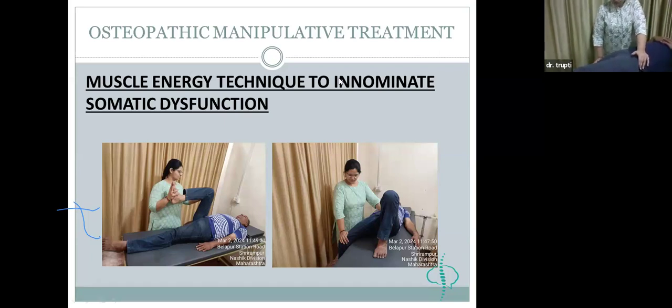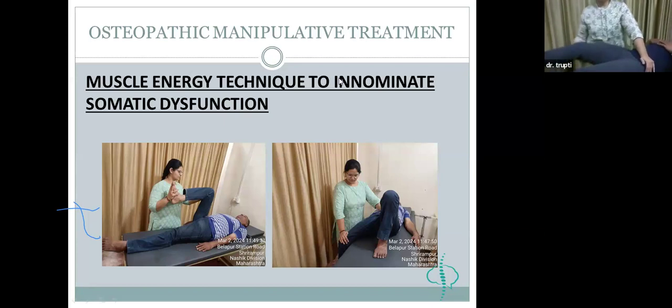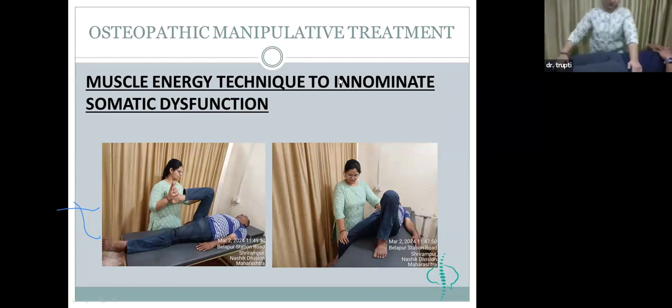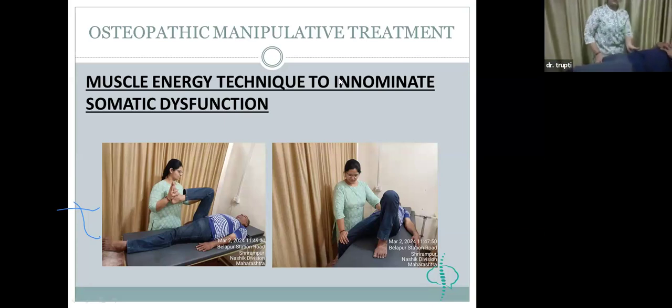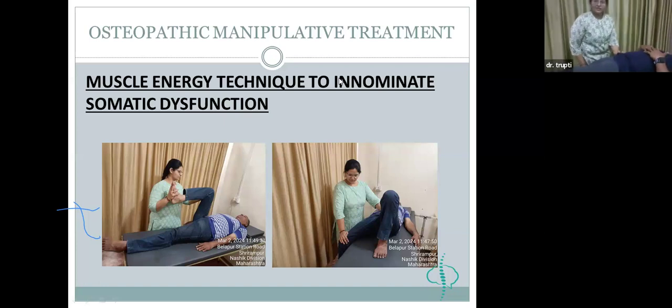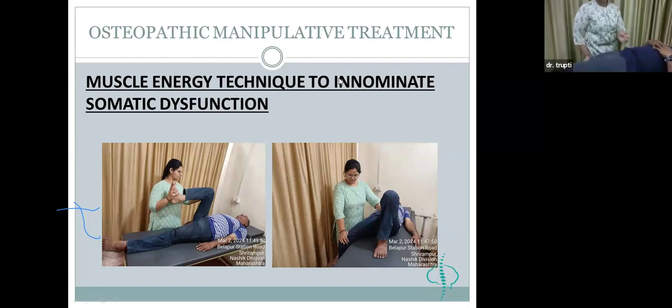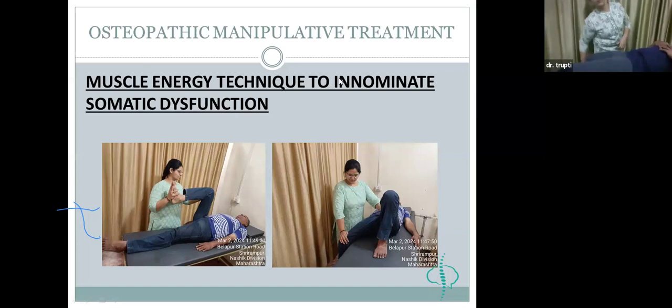Relax. Press 1, 2, 3, 4, 5, 6. Relax. Press 1, 2, 3, 4, 5, 6. Relax. This was for posterior innominate. Here, what is happening? We are trying to push the pelvis anteriorly, like this. We are trying to push it, bring it anteriorly.